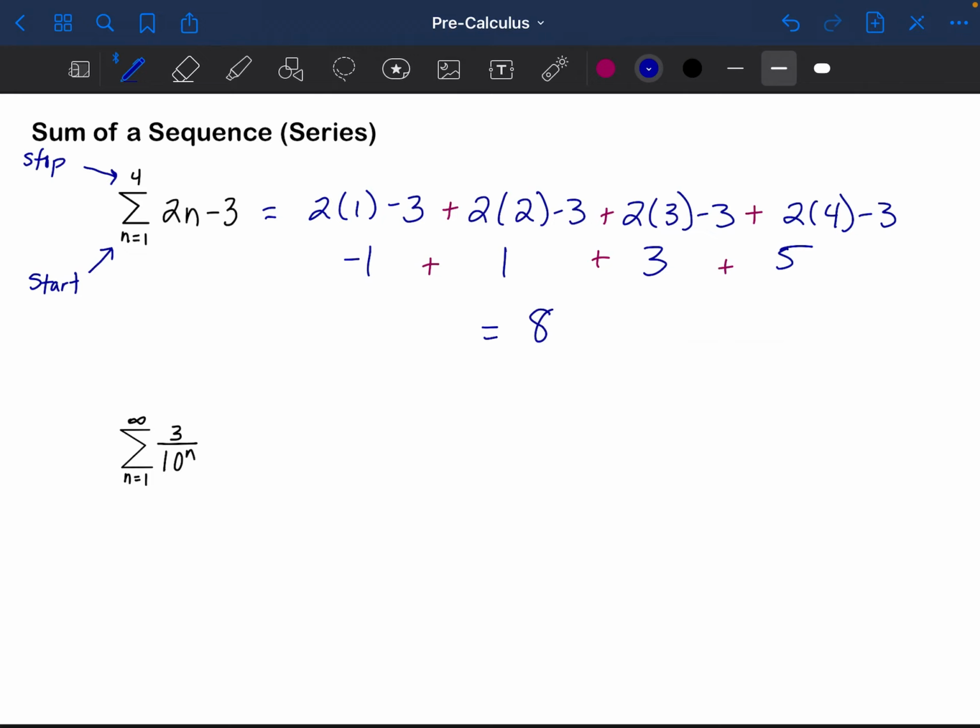So when figuring out the sum of an infinite sequence, I like to just start plugging in terms. We don't know what the ending point is, but if we start, maybe we can see a pattern. So here, let's plug in 1. 3 over 10 to the first power. And then I'm going to add that to 3 over 10 to the second. And we can keep going. 3 over 10 to the third. And maybe we'll do one more. Normally, by the time you get to 4, you can definitely see a pattern.